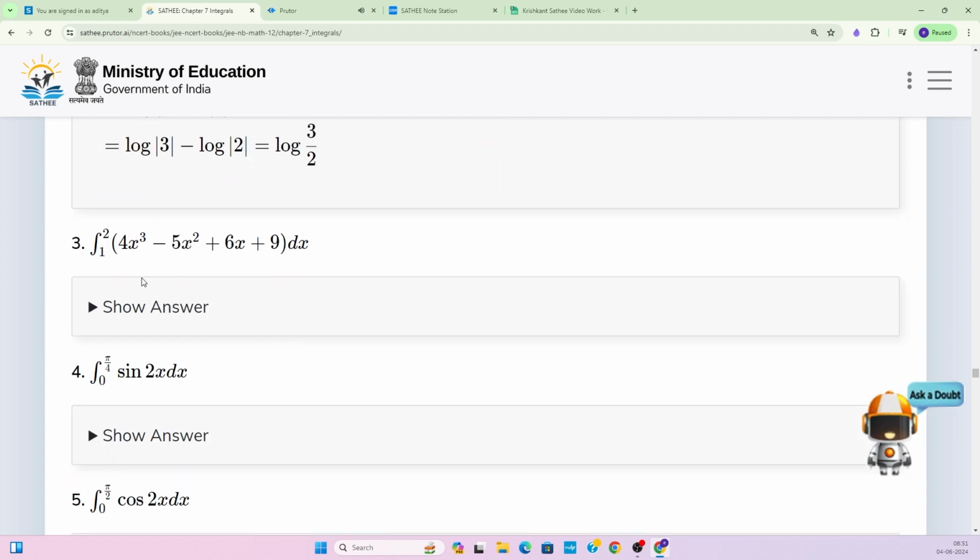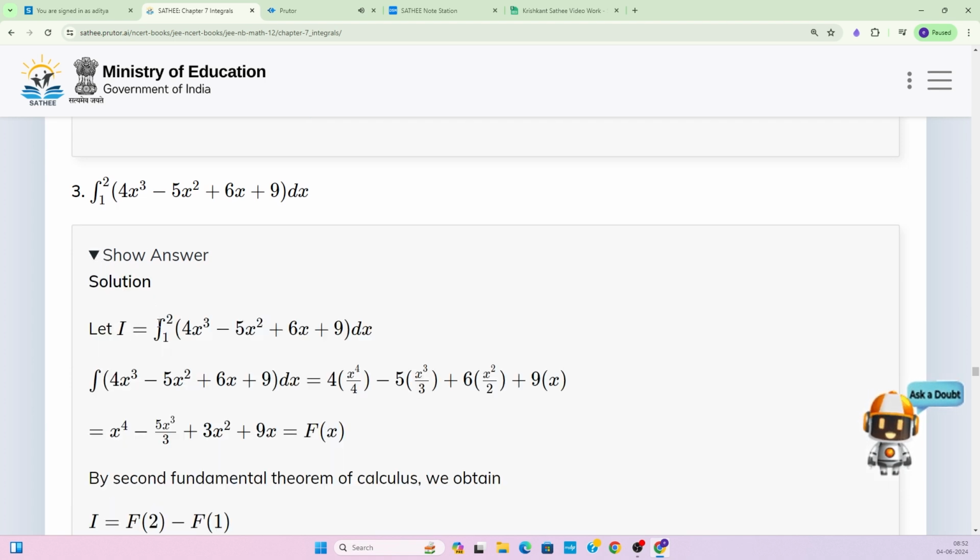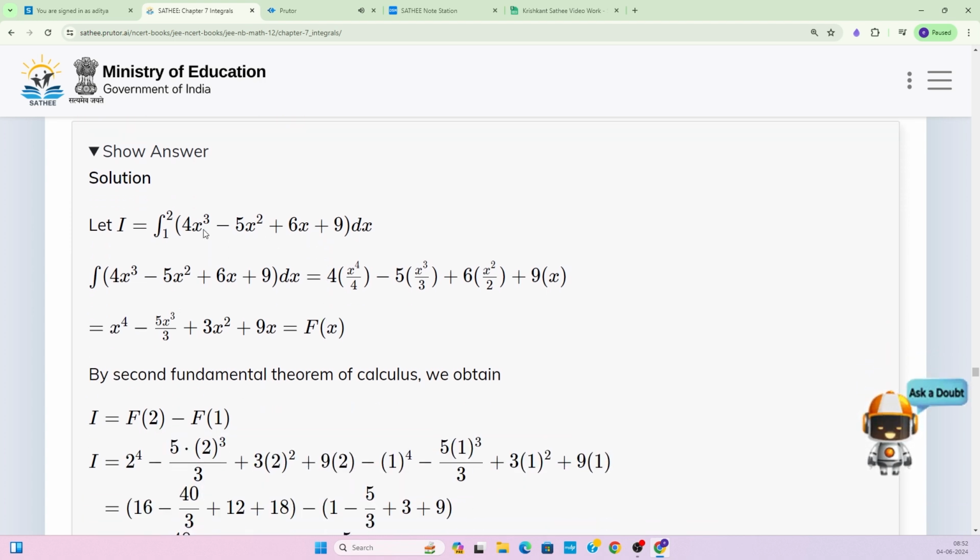Okay, now third, the definite integral from 1 to 2 of 4x cube minus 5x square plus 6x plus 9. This means I will be the definite integral from 1 to 2 of 4x cube minus 5x square plus 6x plus 9. As you can see, the indefinite integral of 4x cube minus 5x square plus 6x plus 9 will be x power 4 minus 5x cube by 3 plus 3x square plus 9x. As you can see, this will be your capital F.